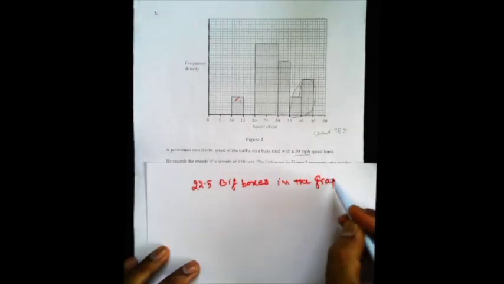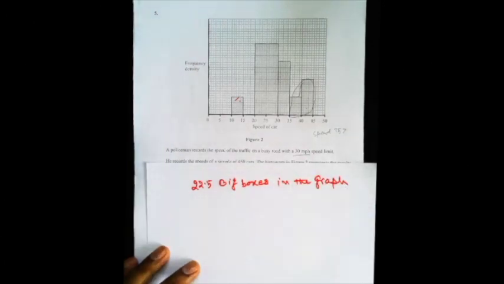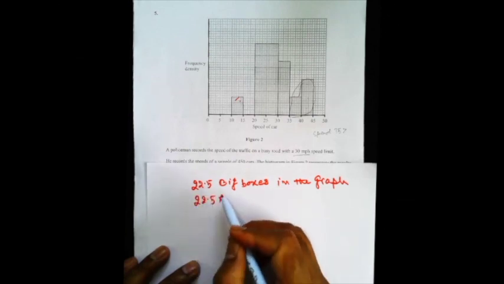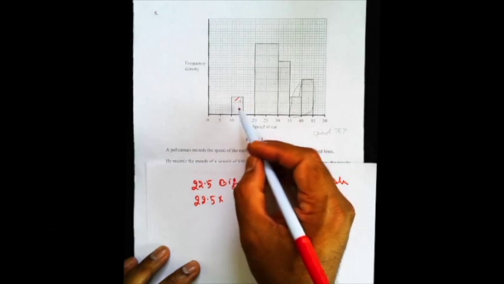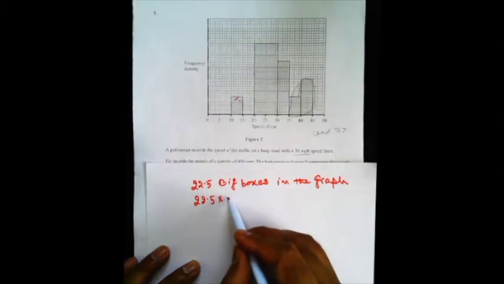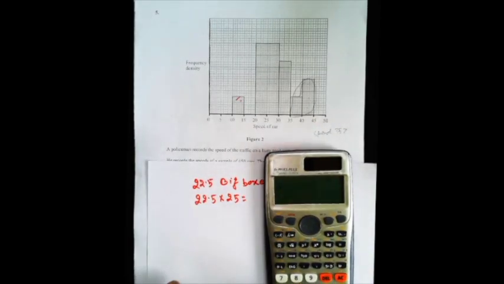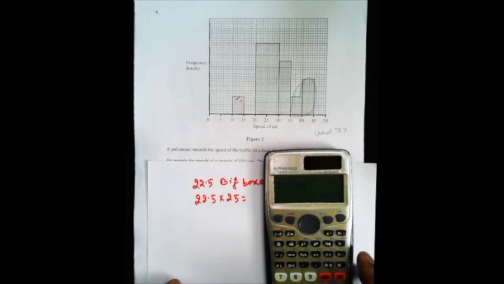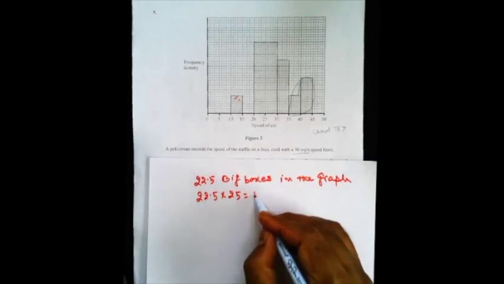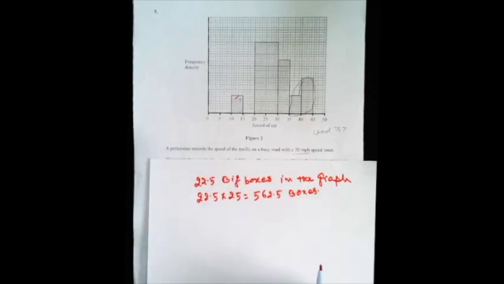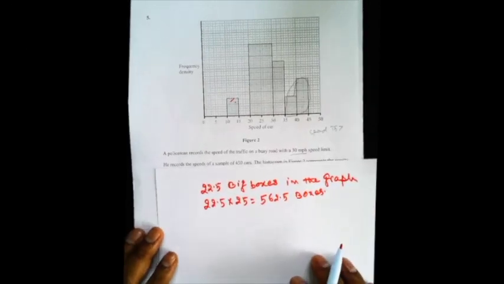Alright, then how many small boxes? You can see 25 in each big box. There are 25 small boxes. So we have 22.5 times 25, and that makes 562.5. So this is 562.5 boxes. Fine.